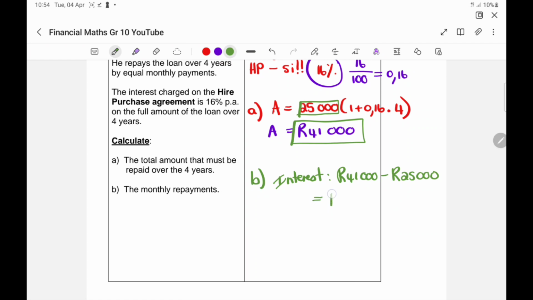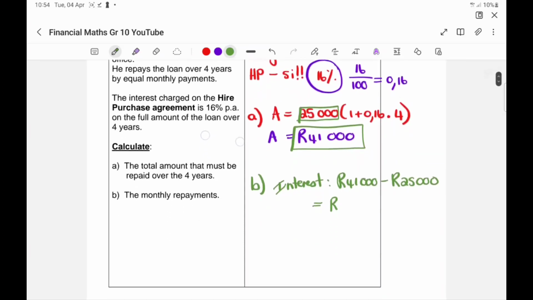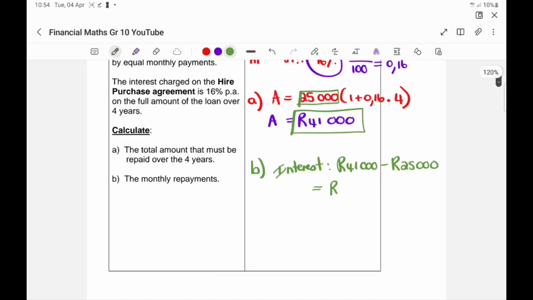So the question could be, how much more did he pay for the furniture than just buying it cash? Then he paid 16,000 Rand more. So it's always best to buy cash. Cash is king.